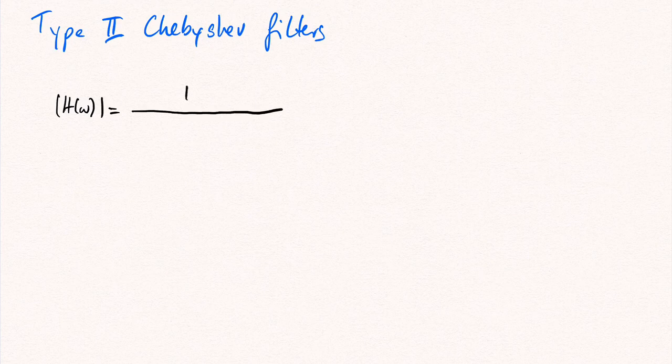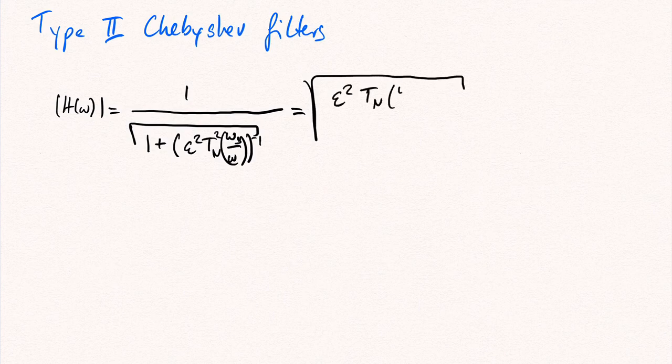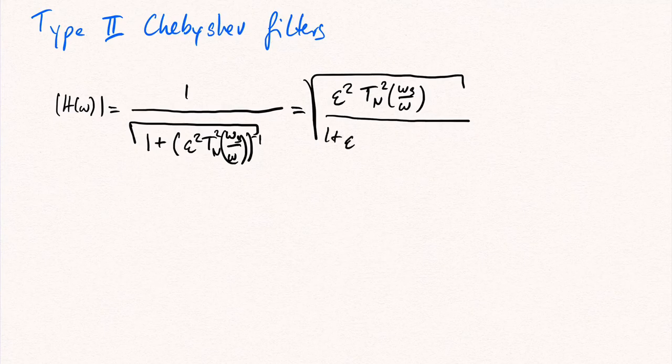1 divided by the square root of 1 plus the inverse of epsilon squared Tn of omega s over omega, squared. This can also be written as the square root of epsilon squared Tn of omega s divided by omega, squared, divided by 1 plus epsilon squared Tn of omega s divided by omega, squared.